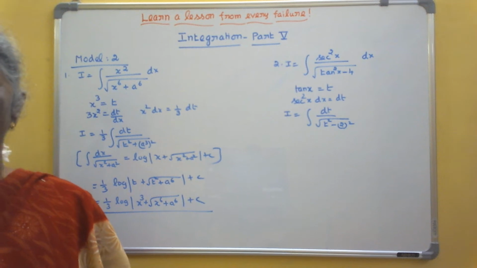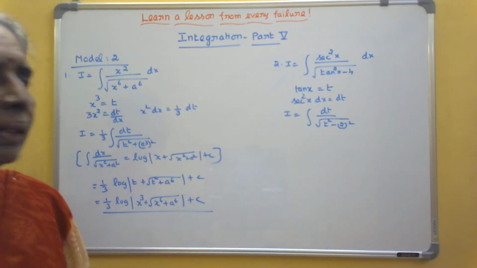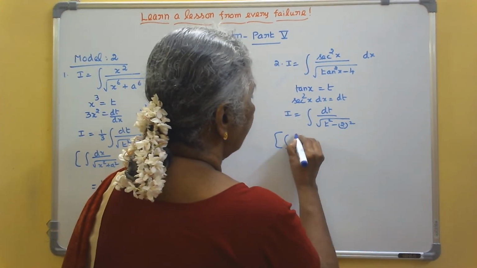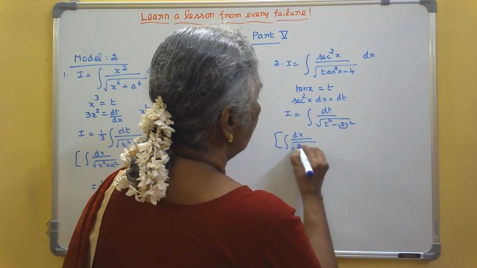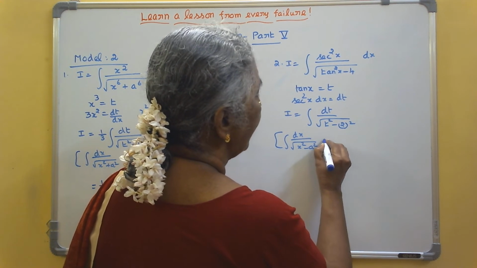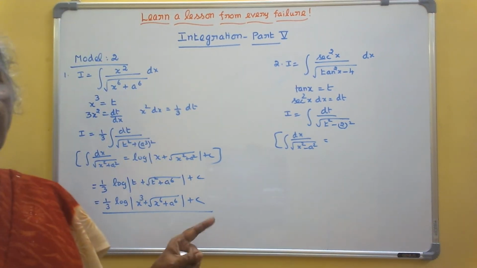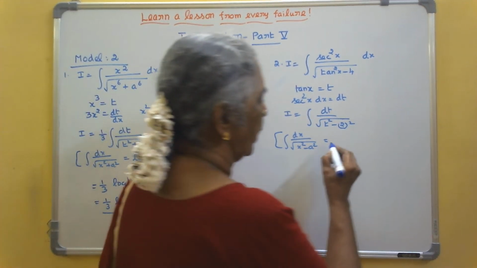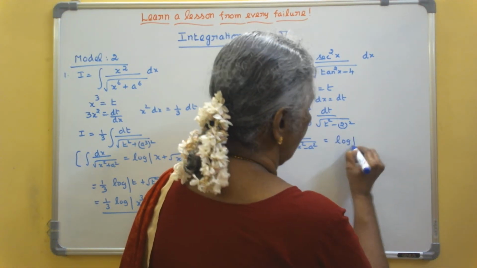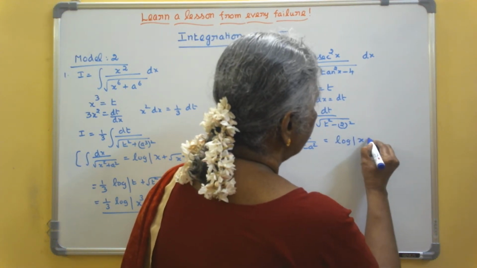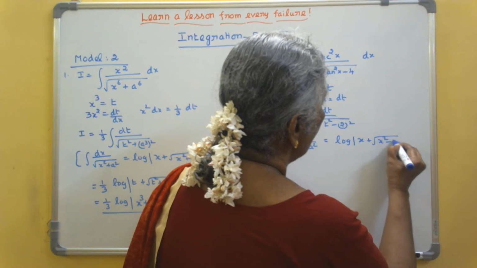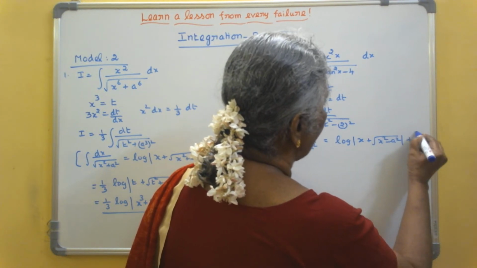So now here, what formula do I have to apply? It is the integral of dx by root of x squared minus a squared. Here it was x squared plus a squared, there it is x squared minus a squared. So it is log mod x plus root of x squared minus a squared plus c.